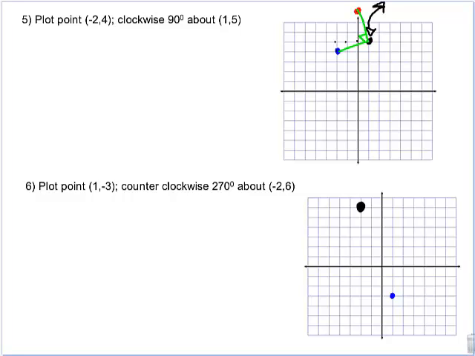Oh, I did it clockwise. Did you go clockwise and not counterclockwise? I got negative 9, negative 3. You have to go sideways. So you guys are getting negative 3, negative 9, or negative 9, negative 3. That's not right.